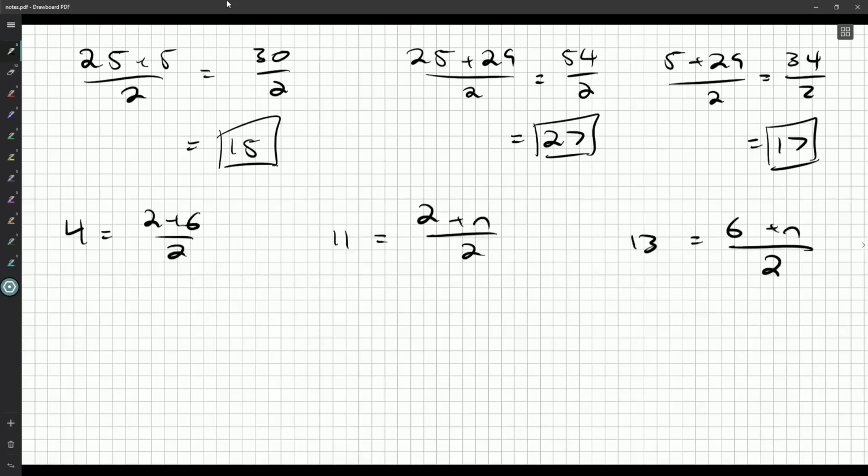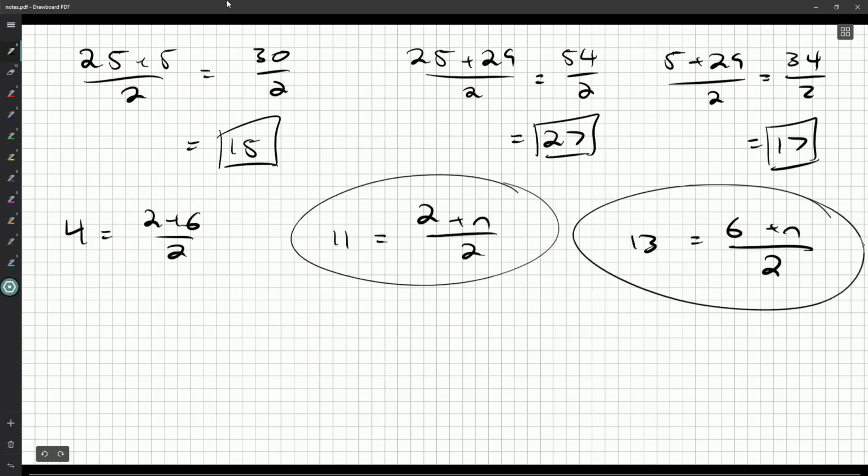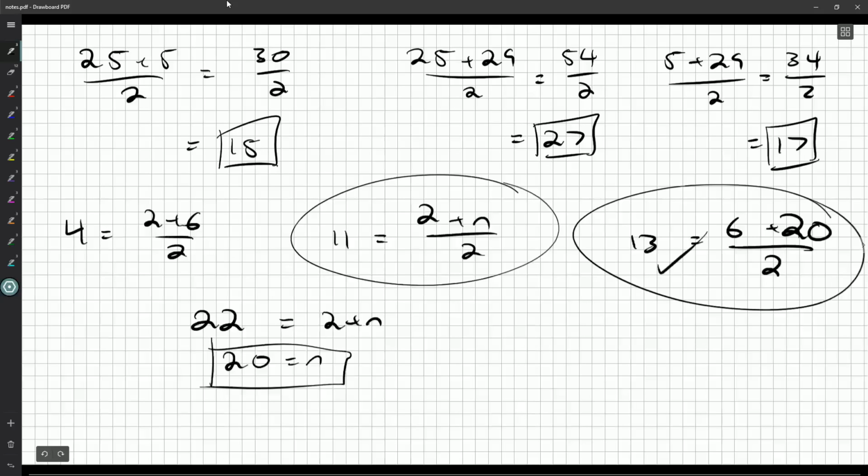Just need to set up your equations. And then pick either one. You only need one of these to solve for n. I'll take the middle one. So multiply both sides by 2. We'll get 22 is 2 plus n. Subtract 2 from both sides. n is 20. And if you want to double check your arithmetic, well, you put 20 in here. 20 plus 6 is 26. Divided by 2 is 13. So that all does work out.